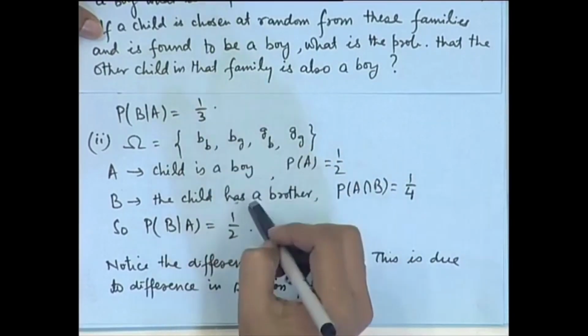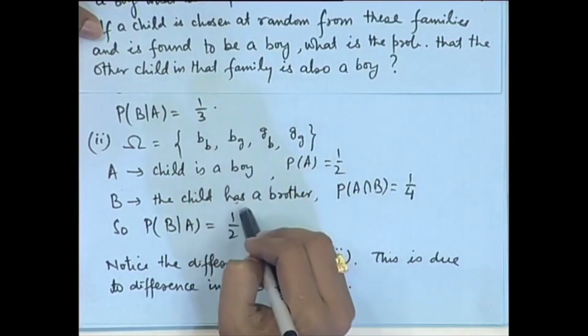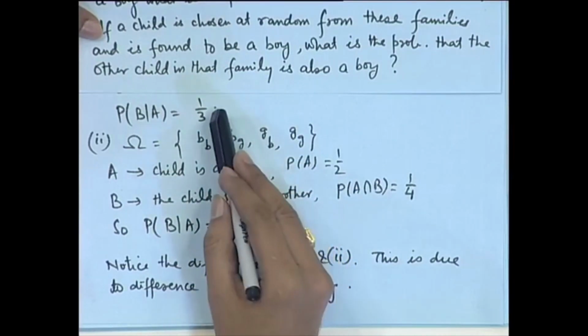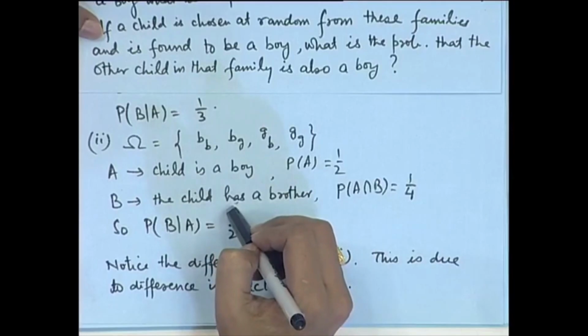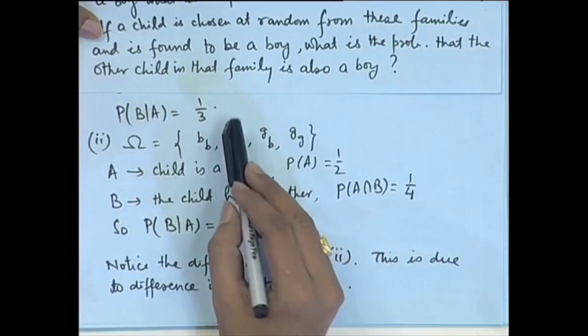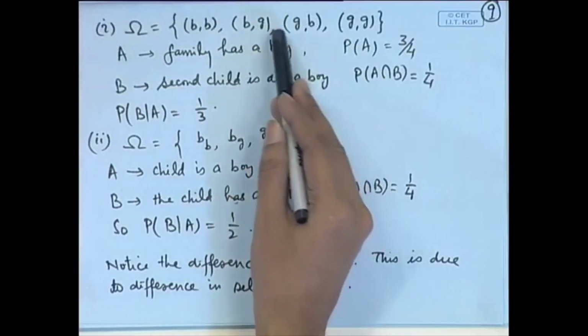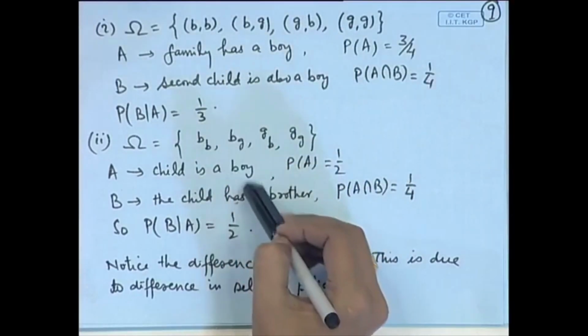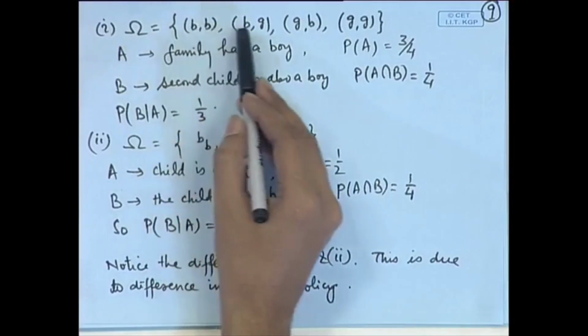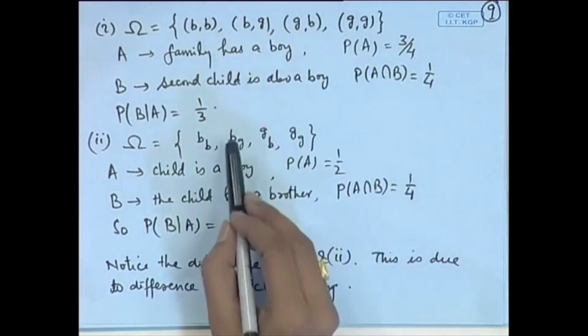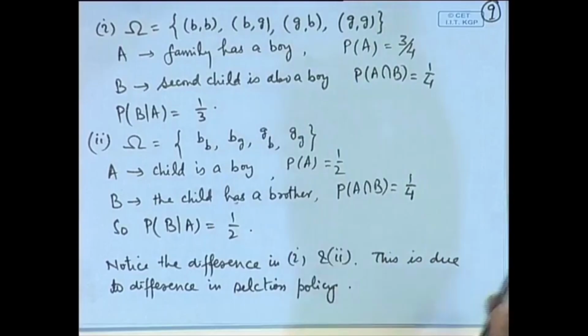So, it may look counterintuitive, but the answers are coming different, whereas the event looks to be the same. However, it is not so, because the sampling scheme is different in both the cases, and therefore, the representation of the sample space itself is different in both the cases. In the first case, the sample space is described like this, and in the second case, it is described like this.